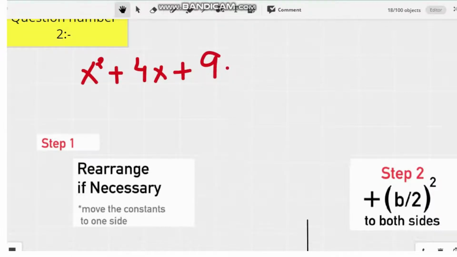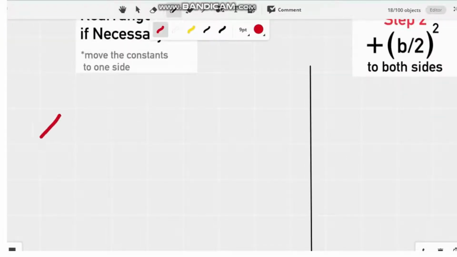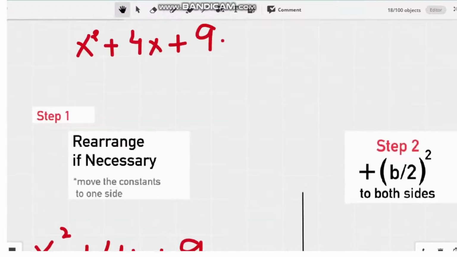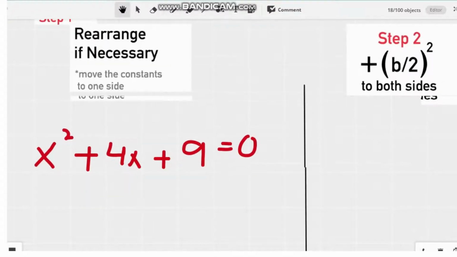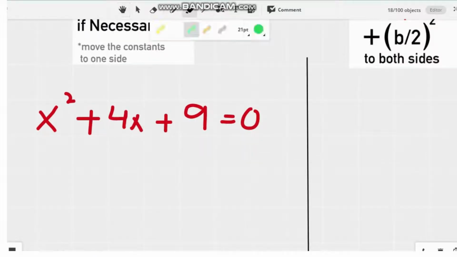x square plus 4x plus 9. So first of all, I will rewrite the equation x square plus 4x plus 9 equals 0. Here it's not mentioned, but I mention it equals 0, and then I will move the constant term, the 9, to the right side. I will write the equation as it is.